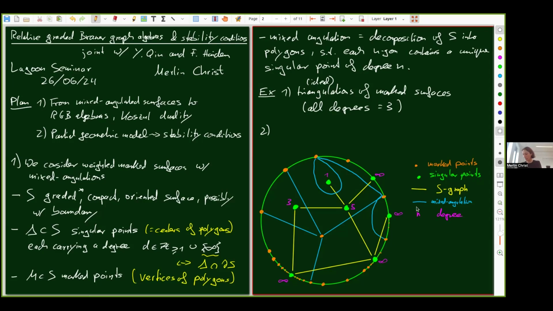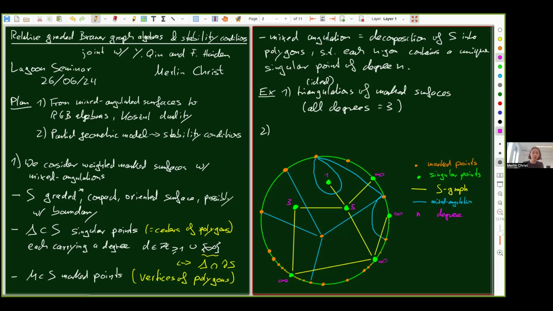And then we have the mixed angulation. This is drawn in blue. So there's also the S graph, which is in yellow. We'll have that in a moment. I'll say what the S graph is in a moment. But let's look at the example so far. Ready? So the mixed angulation, this is in blue, and it cuts the surface into polygons. And if you check, for instance here, you have a 3-gon where you have 2 blue edges, and you also count this boundary edge connecting 2 marked points. So this means the singular point here is decorated by 3.